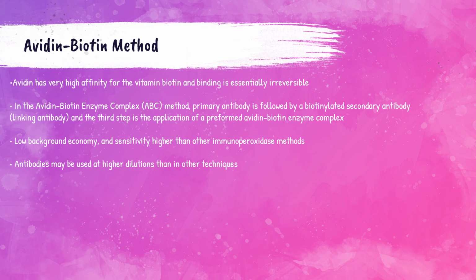So in the ABC method, which stands for avidin biotin enzyme complex, the primary antibody is followed by a biotinylated secondary antibody, which serves as the linking antibody. The next step in the ABC method is application of a preformed avidin biotin enzyme complex. The ABC method has a high sensitivity. The antibodies in this method may be used at higher dilutions than in other techniques.